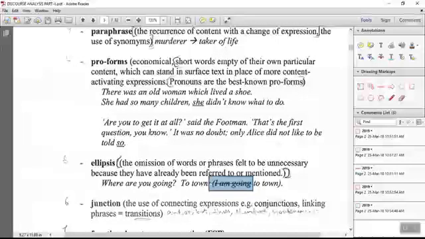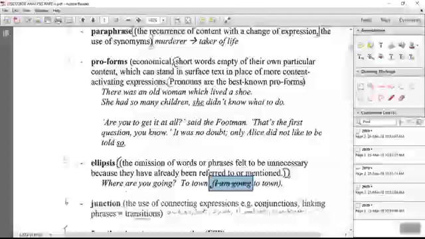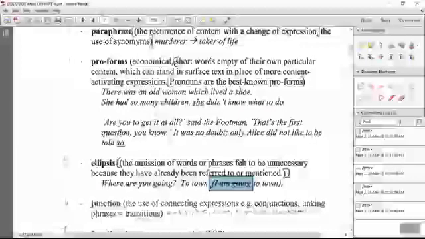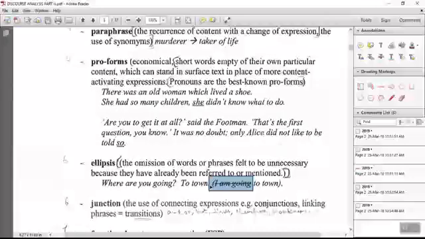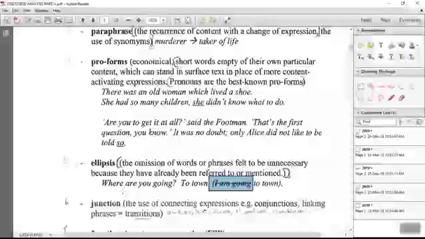Because they are referred to. Where are you going? So, to town. I don't need to say I'm going to town, because this is referred to in the question here, or mentioned in the question.